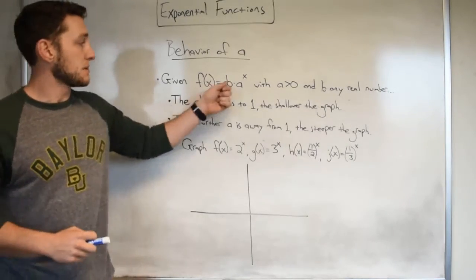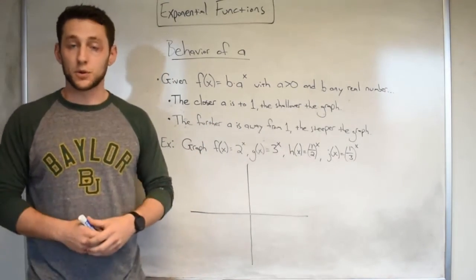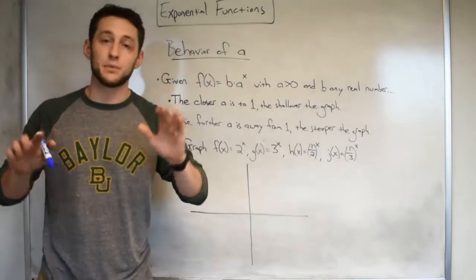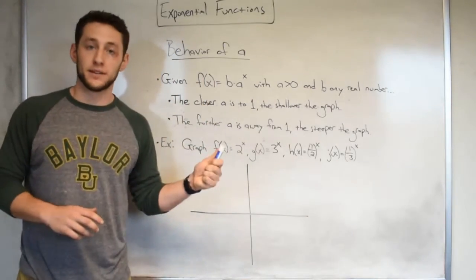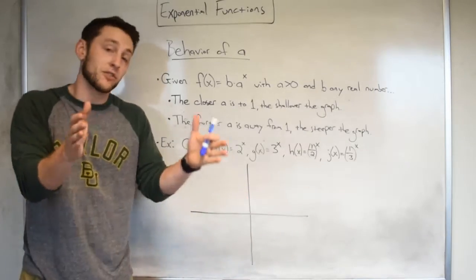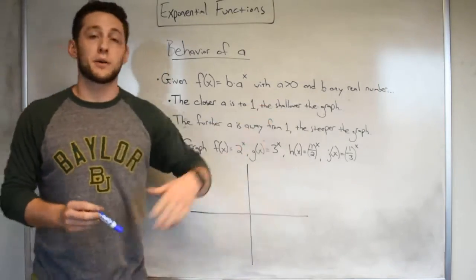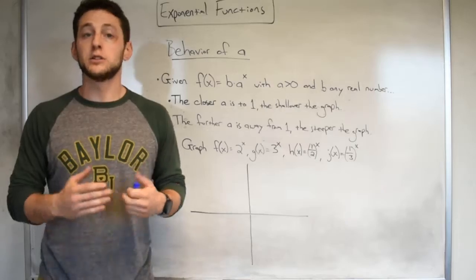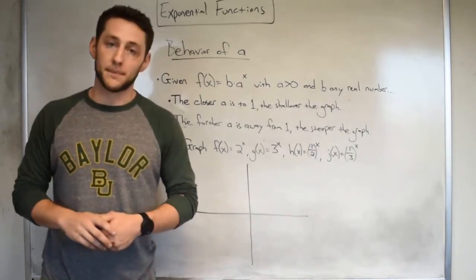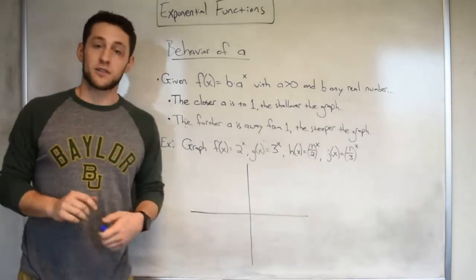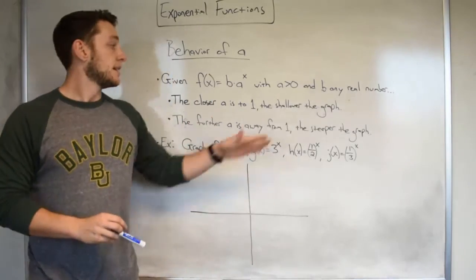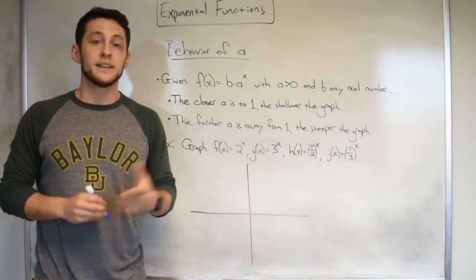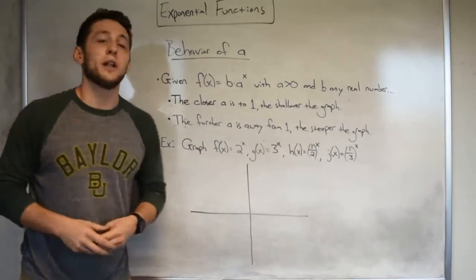Given f of x equals b times a to the x, where a is still greater than 0 and b is any real number, we actually have the following. The closer a is to 1, meaning as I creep up to 1 from either side, the shallower my graph will get. The flatter it will get. The closer to that constant graph it will get. The opposite's also true. The further a gets away from 1, as we creep away from 1, the steeper the graph gets. To visualize this, let's go ahead and graph the following functions.